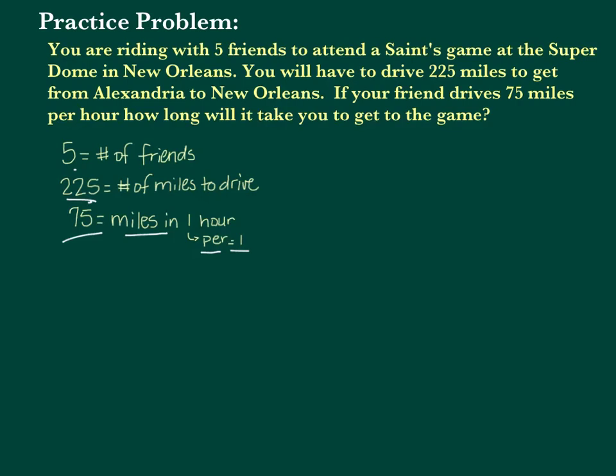You are riding with your friends to attend a Saints game at the Super Bowl in New Orleans. You will have to drive 225 miles to get from Alexandria to New Orleans. If your friend drives 75 miles per hour, how long will it take you to get to the game? Since they're asking how long it will take us, then we're looking for a time. So the number of friends that are going is not important. This number will not be used.